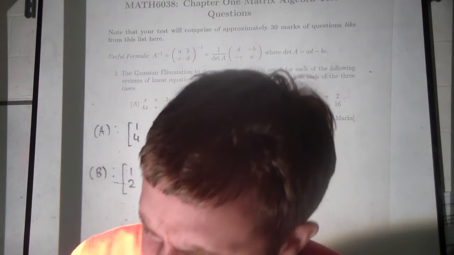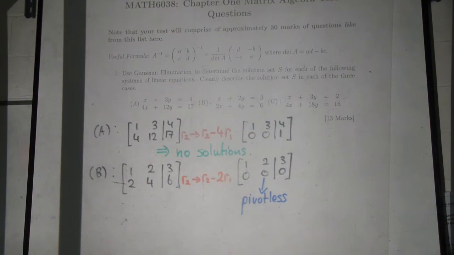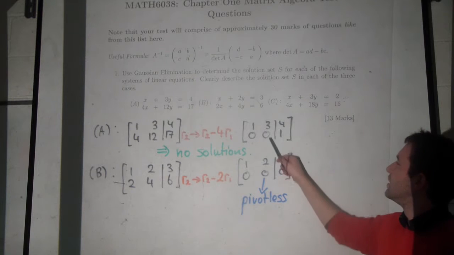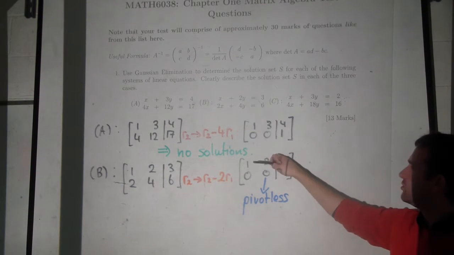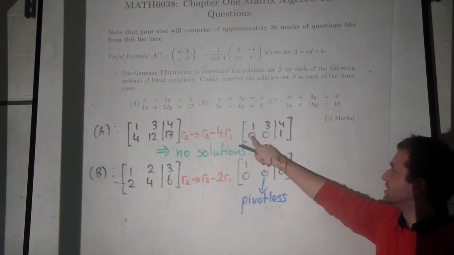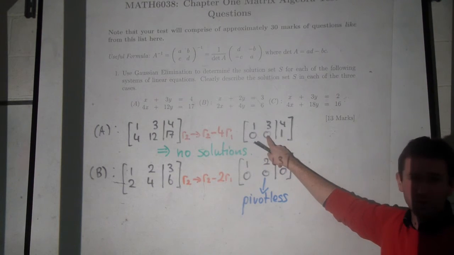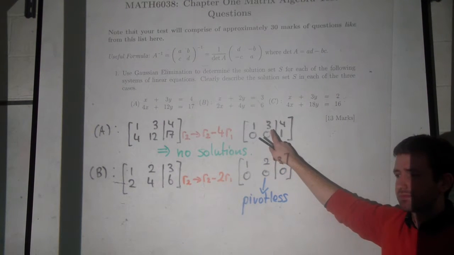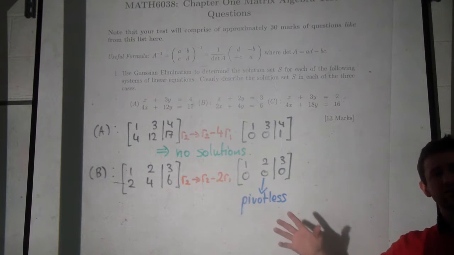Okay, so you've got pivotless. But that's 0 as a parameter as well, obviously, underneath 3. Why isn't it a parameter? Well, this has no solutions because this has 0x plus 0y. So there's no parameter but there's no solution. Well, if there's a parameter, you have solutions.